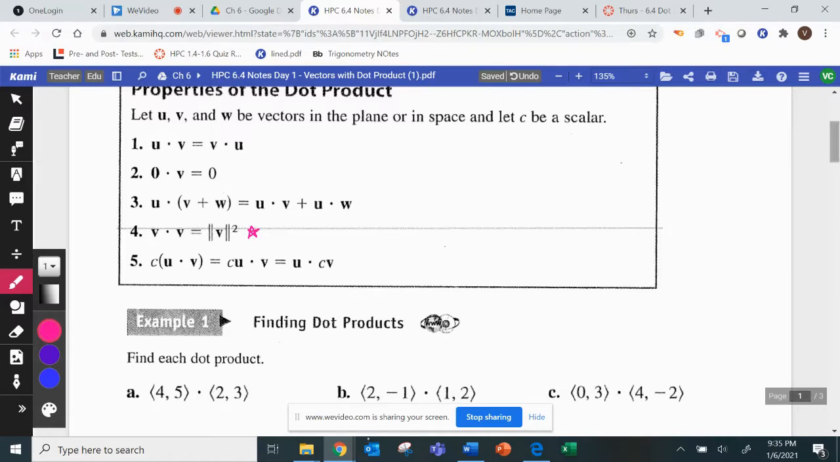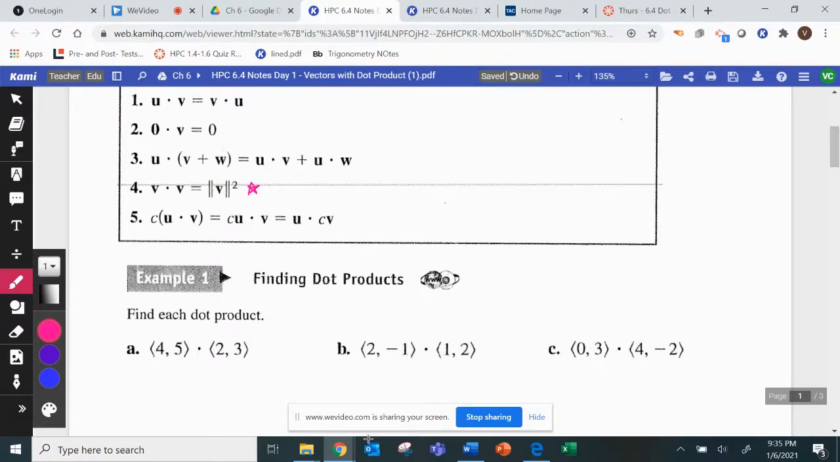And then the last property says that if we have a scalar and we multiply it by a dot product, we could also rewrite that as a scalar times one of the vectors and the dot product with the other vector. And it doesn't matter which vector gets that scalar.